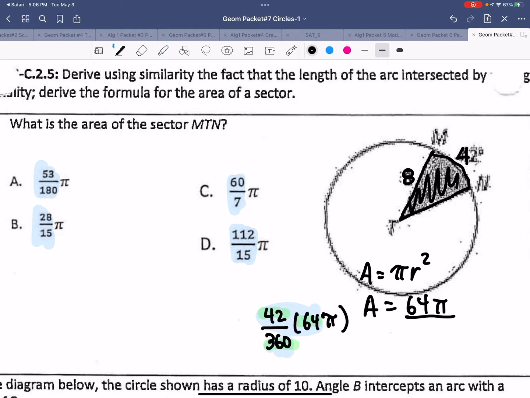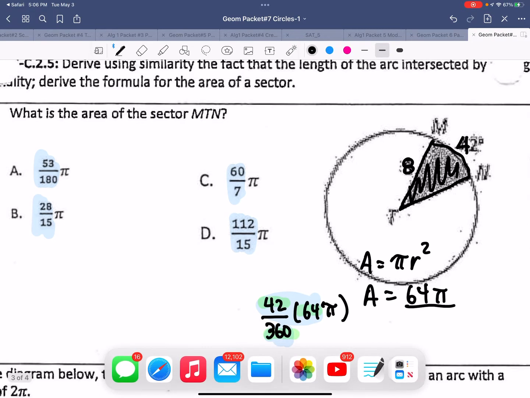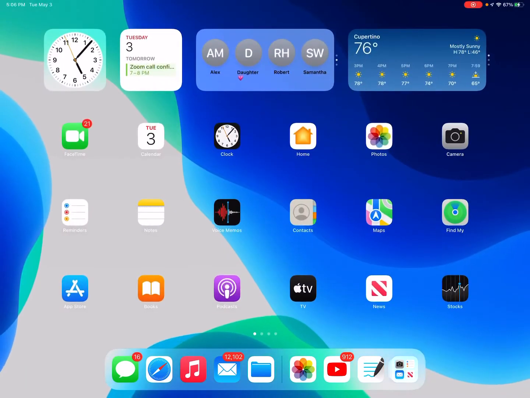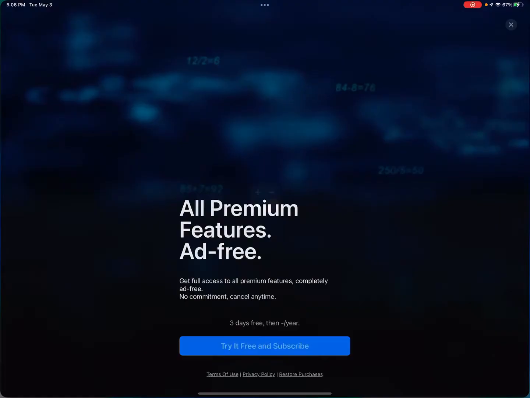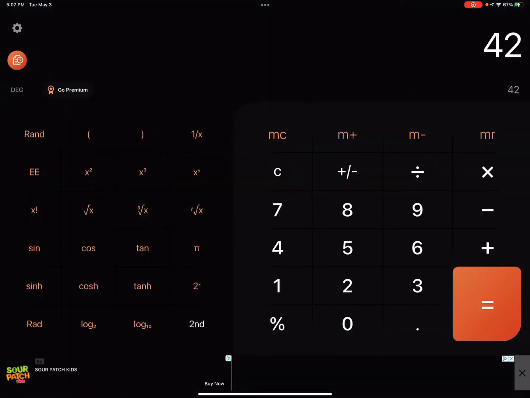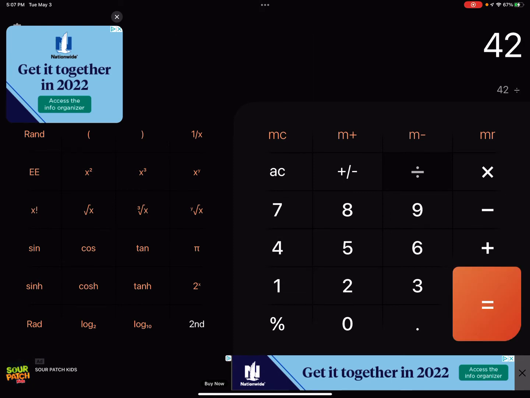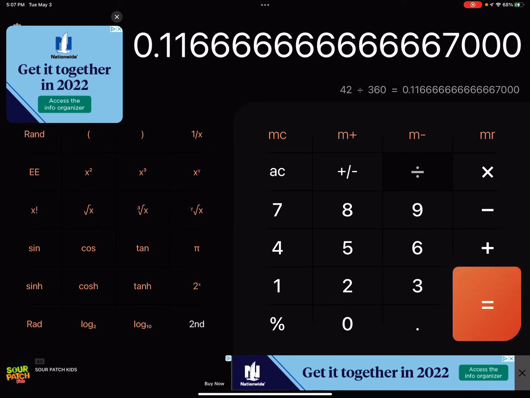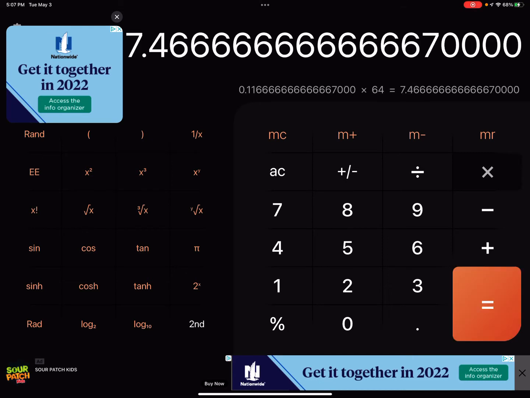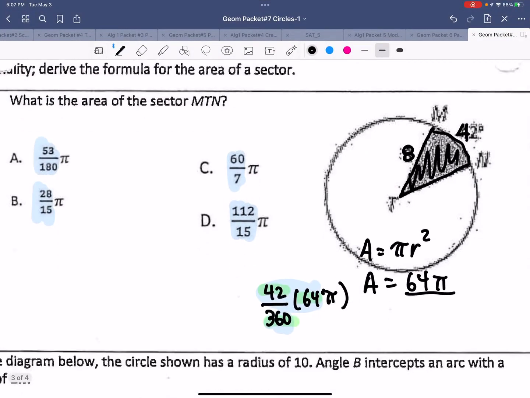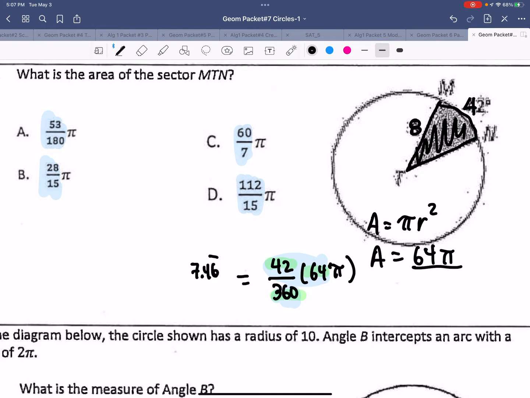All right, so what is 42 times 64 over 360 as a decimal? 42 divided by 360 times 64. All right, so I get 7.46 repeating. Okay, so this is 7.46 repeating pi. So which number would be that? Can't be that one because that's less than 1. Can't be this one because that looked like almost 2.